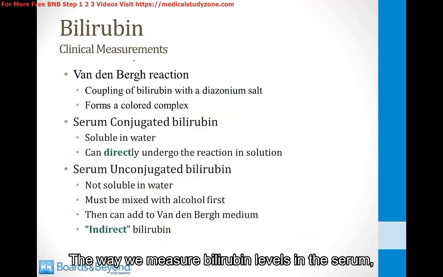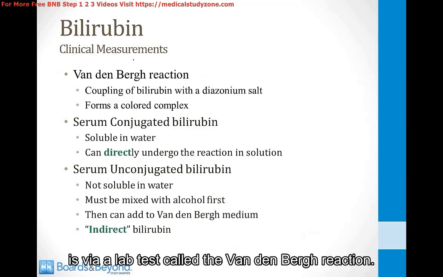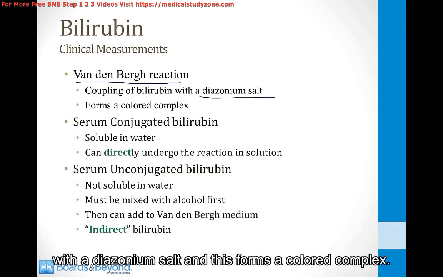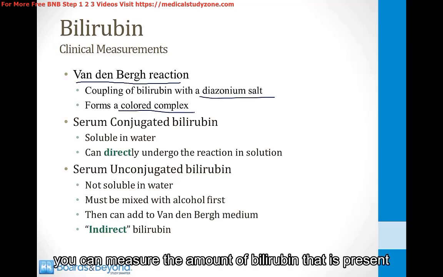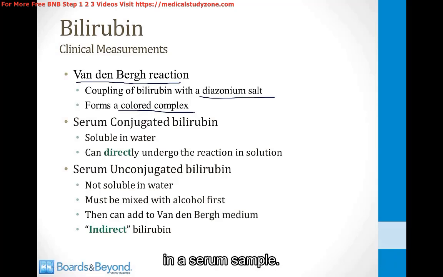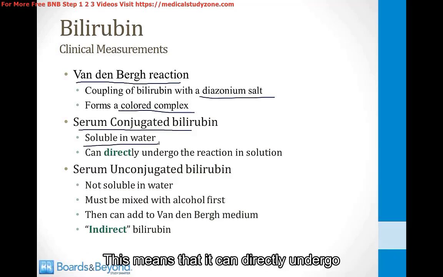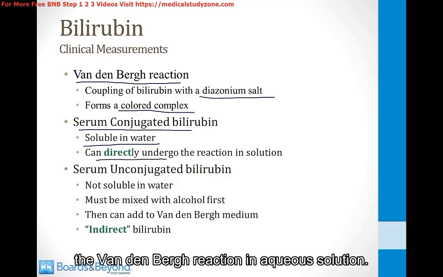The way we measure bilirubin levels in the serum is via a lab test called the Van de Berg reaction. In this lab test, bilirubin is coupled with a diazonium salt, and this forms a colored complex. And using the colored complex, you can measure the amount of bilirubin that is present in a serum sample. Serum conjugated bilirubin is soluble in water, as we have discussed. This means that it can directly undergo the Van de Berg reaction in aqueous solution.